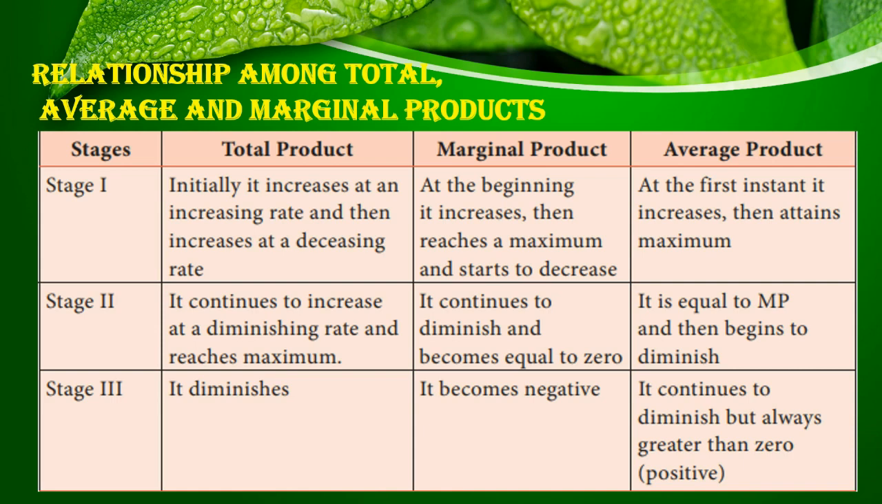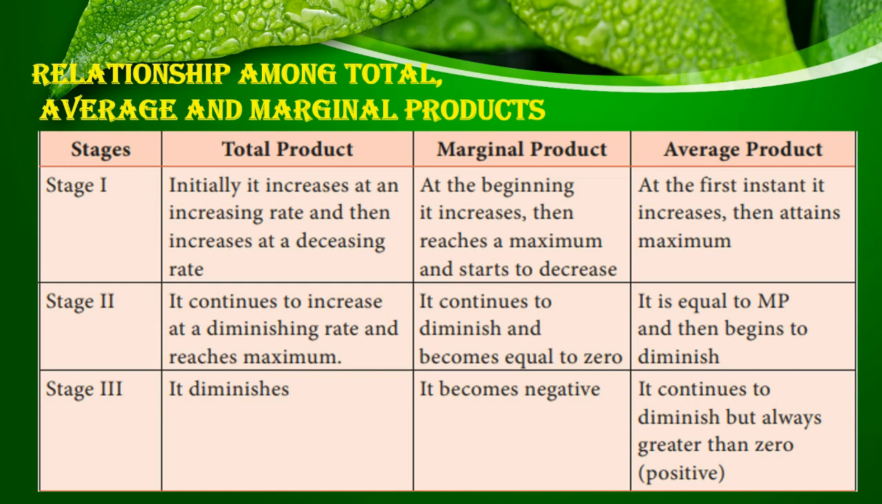Now what happens in the second stage? Total product continues to increase at a diminishing rate and then reaches its maximum. So in the second stage, the total product reaches its maximum. The marginal product diminishes and becomes equal to 0. Right? It touches the x-axis and reaches 0. And the third one is average product. It is equal to marginal product and then starts diminishing.